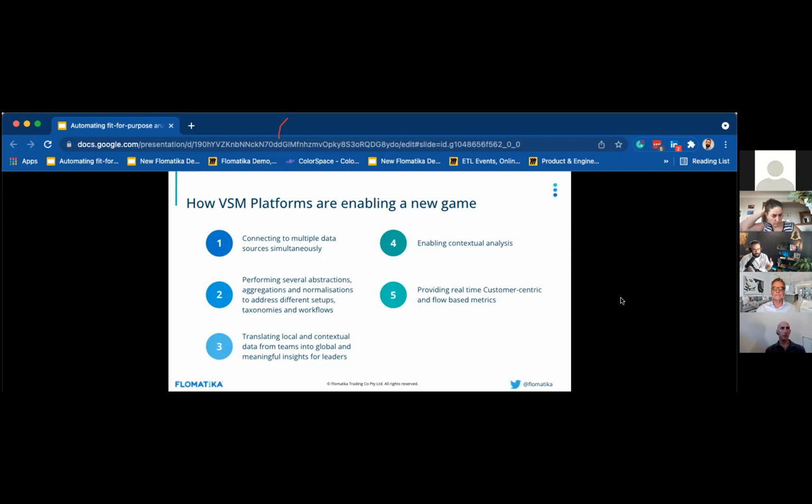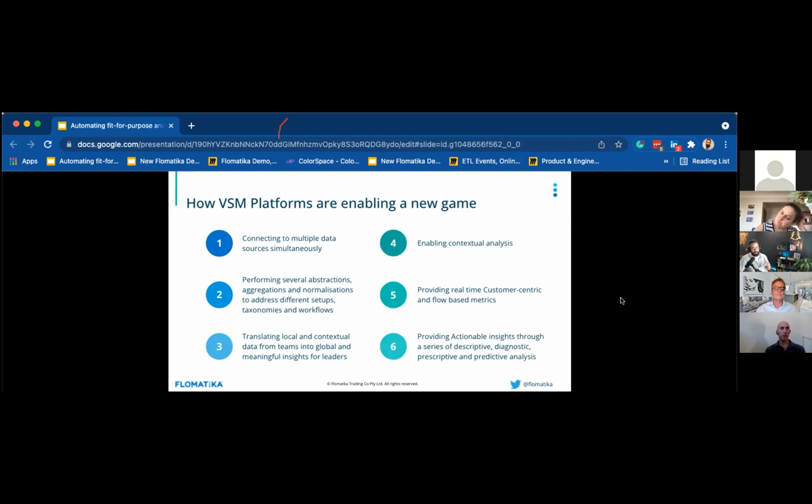They are providing real time. So this is real time. There's no delay between you needing the information, gathering the information, translating the information, and presenting. So the information is always there, real time, live, already translated by the platform. And they are providing actionable insights.